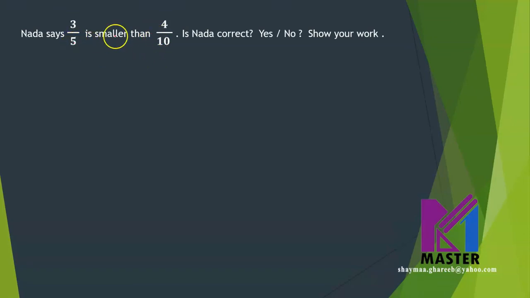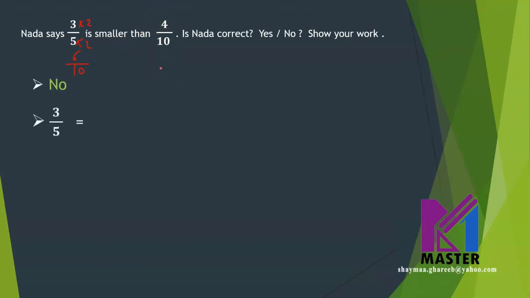I can change the 5 to be 10? Yes. So I can multiply this fraction by 2 up and down. Why by 2? Because 5 times 2 equals 10. Now, 3 times 2 equals 6. And 5 times 2 equals 10. So I have now 6 over 10 and 4 over 10. Is 6 over 10 smaller than 4 over 10? Of course, no. So my answer will be no.